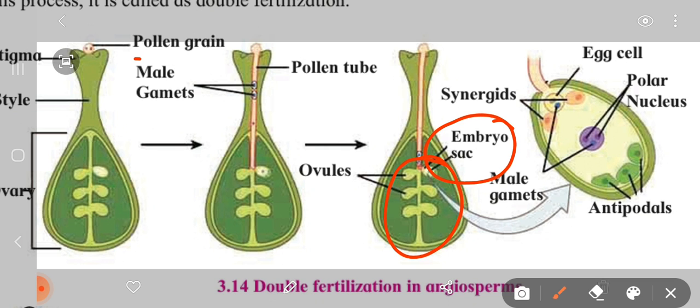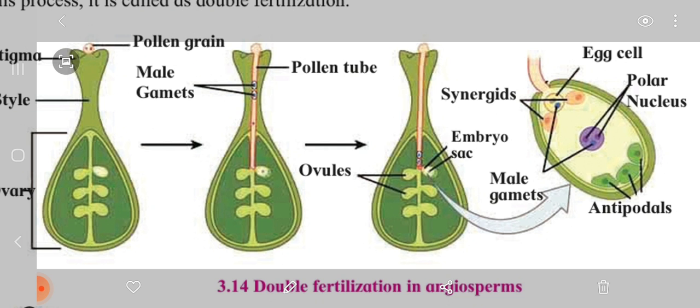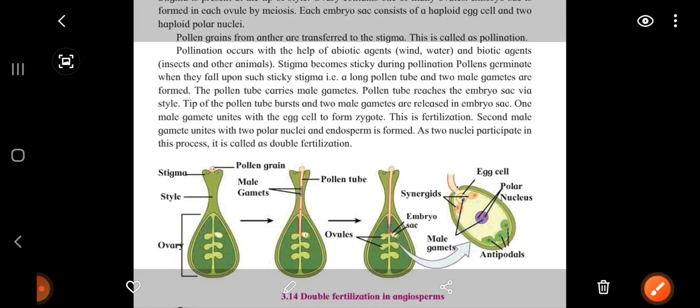Whenever the pollen grain reaches the stigma, the male gametes from the pollen grain enter the hollow tube of the style and get united with one of the ovules. That leads to the formation of the embryo sac, and there are two polar nuclei as well. The remaining ovules convert into seeds. So this is how fertilization takes place.